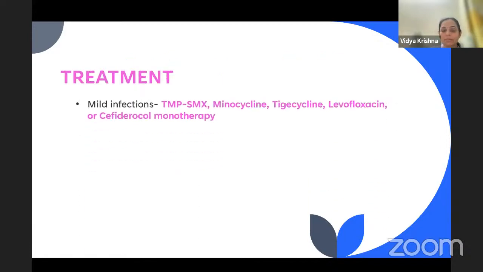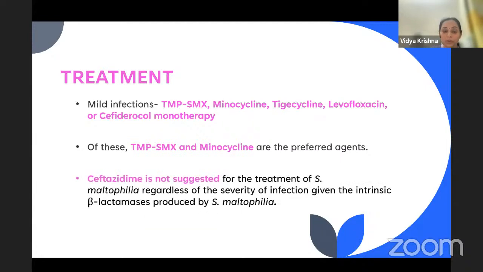So the treatment for mild infections is Cotrim, minocycline. These are the options that you have, okay? But of these, probably cotrimoxazole is what we standardly use. Minocycline can also be used.